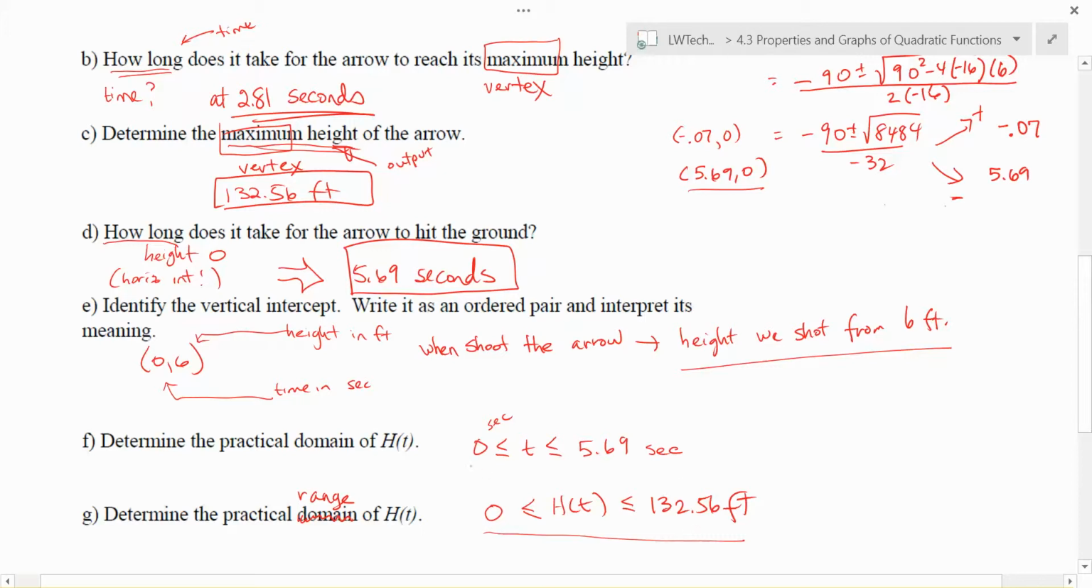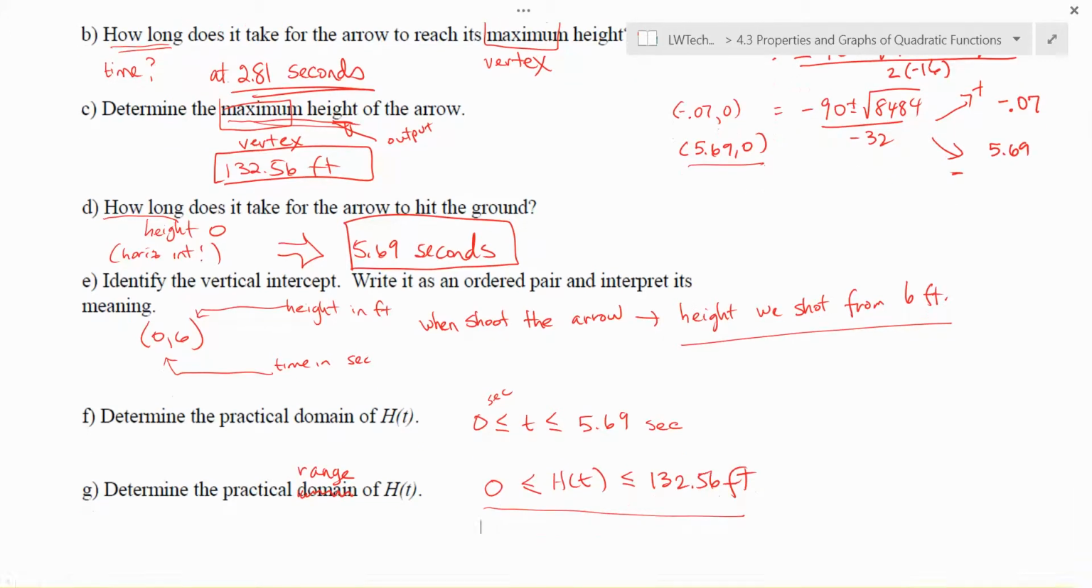And for the time, I really only care about from when I shoot the arrow until it falls onto the ground. So those become the practical domain and the range for our function, even though the actual function could be defined for greater periods of time. Anyway, hope that helps, and we'll look at some more applications in class.